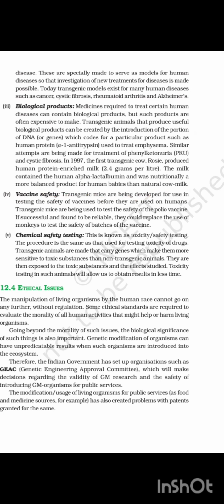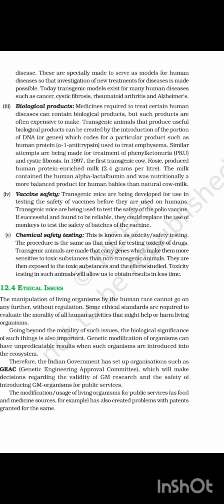Vaccine safety. Transgenic mice are being developed for use in testing the safety of vaccines before they are used on humans. Transgenic mice are being used to test the safety of polio vaccine. If successful and found to be reliable, they could replace the use of monkeys to test the safety of batches of the vaccine.